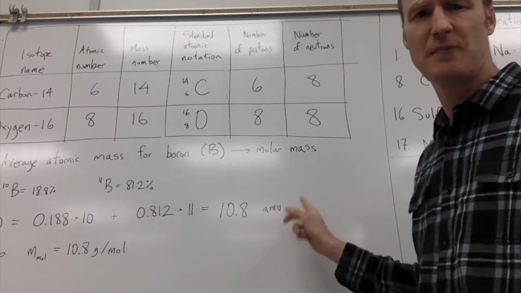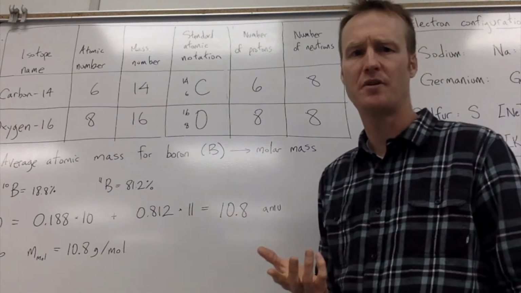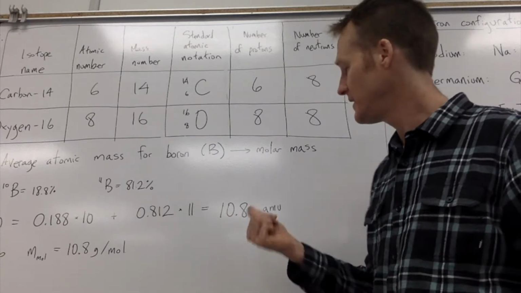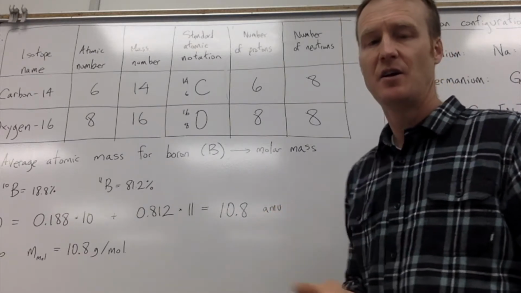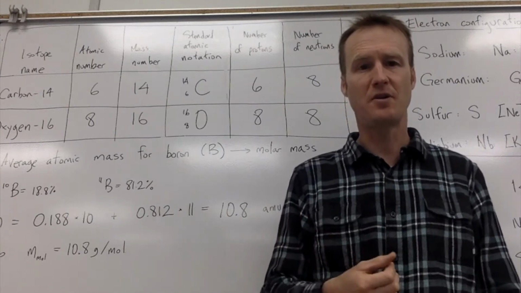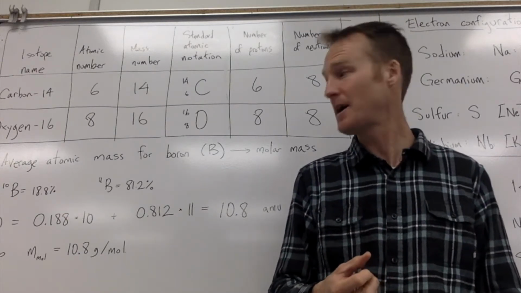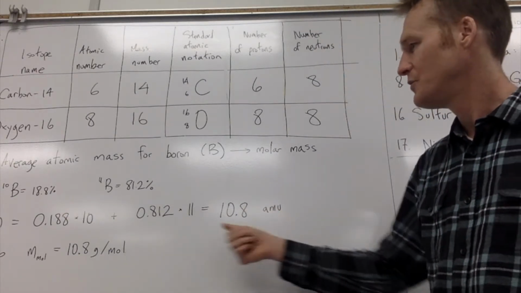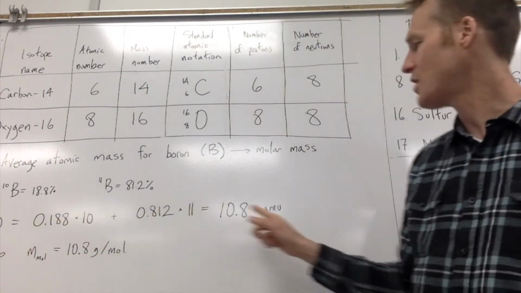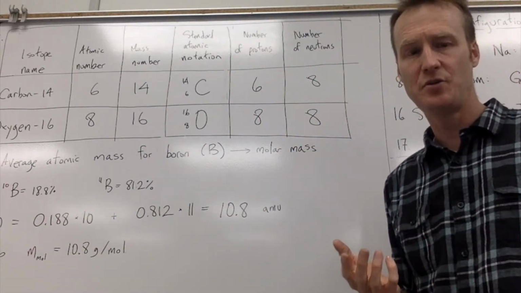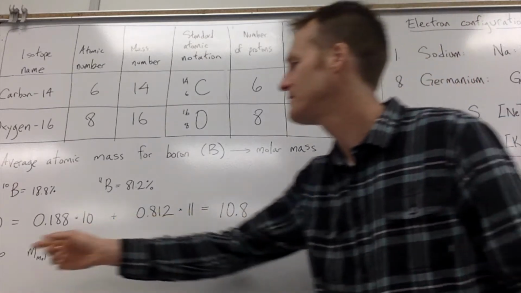Hey, by the way, notice what I put in here? Units are important. The unit here is the atomic mass unit, but that corresponds directly to molar mass. So we can say that the atomic mass is 10.8 AMU, the average atomic mass.